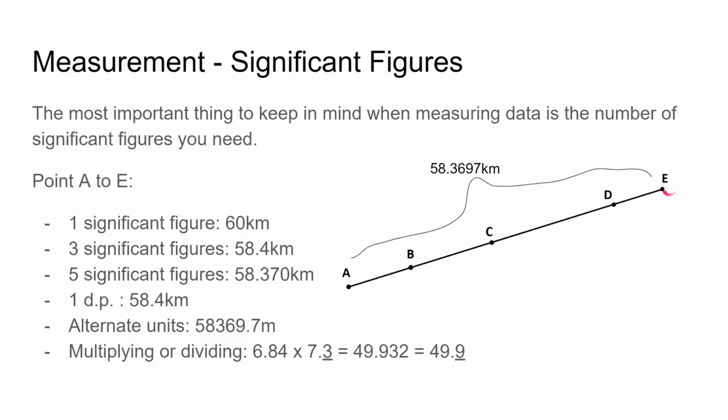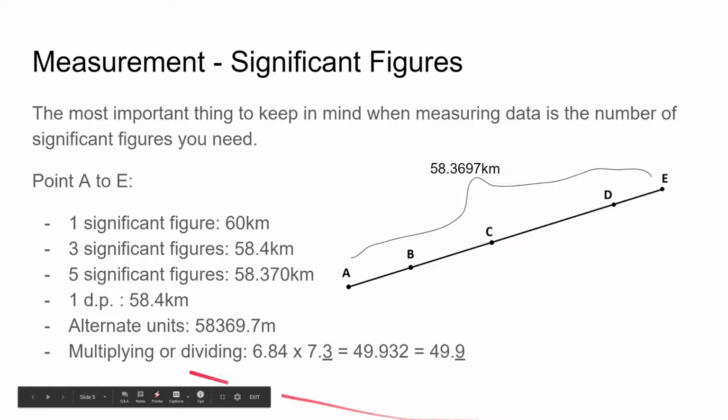Let's suppose they're all points on a road indicating houses. And so we have house A to house E, which is a distance of exactly 58.3697 kilometers. Very precise, I know. Very exact. Now, a lot of times you're going to have questions where you're going to be asked to give your answer to a specific amount of precision. It can be to certain significant figures or decimal places. And as you can see here, we have some examples of those.